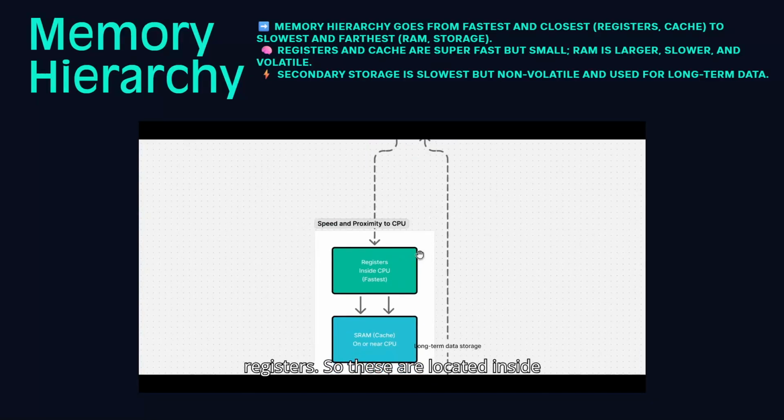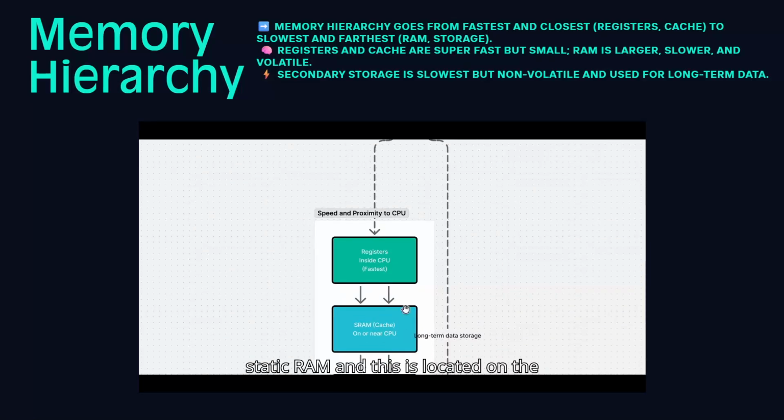So to start off, we have registers. These are located inside the CPU. And out of all the memory types, this is the fastest by far because of the fact that it's so close to the CPU. The purpose of registers is typically just to hold data that is currently being processed by the CPU. So this can be some kind of arithmetic or any other instruction-based operation.